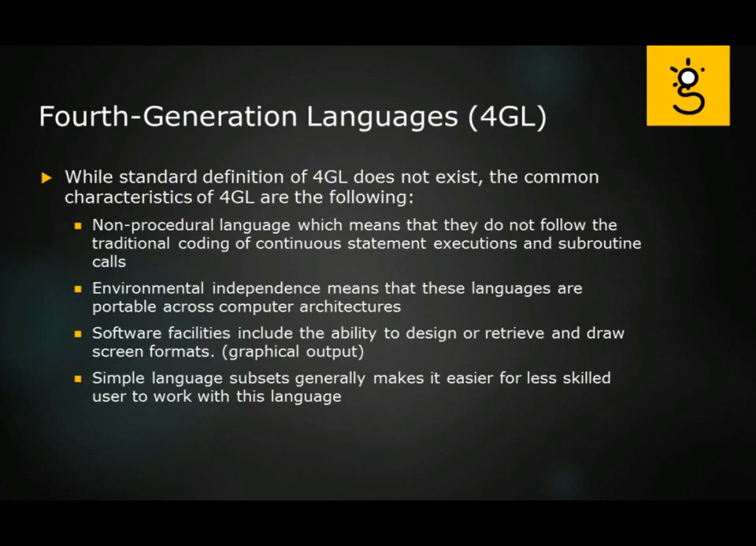Now, your fourth generation languages, the 4GLs. There's still not a standard definition of what a 4GL is. I mean, the standards don't exist yet. But the common characteristic they have is that they're a non-procedural language, which means that they don't follow the traditional coding of continuous statement executions and subroutine calls. Right? Because in a normal program, you have a start, the begin. If it was one with sequence numbers, the first lowest line number, and it just goes from there and executes in order. This doesn't have any semblance of order. These are commands or instructions that can be entered at any point.